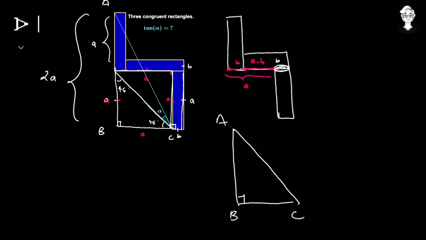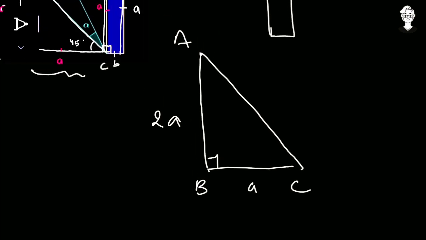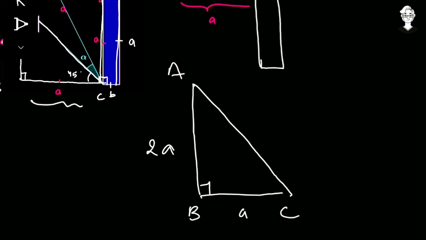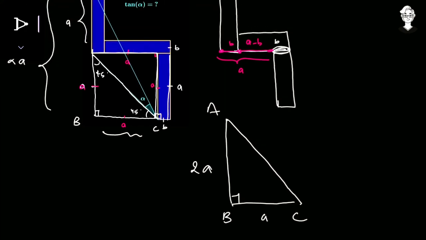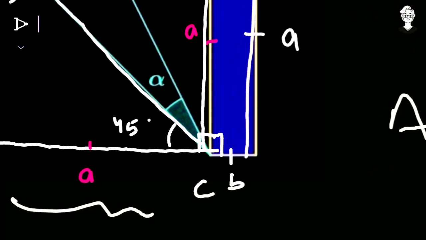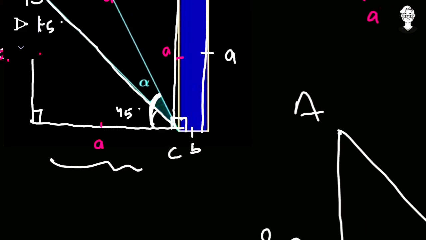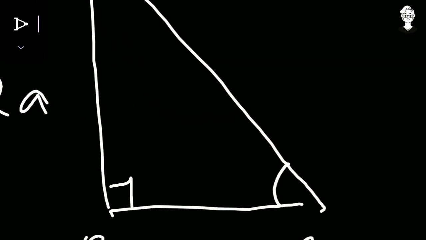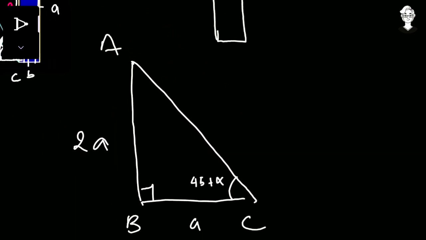B is the 90 degree angle, AB has a total length of 2 times a, BC has a length of a because that quadrilateral formed a square, and this AC we don't need. Yes, now what can you say about the angle C? This angle C is this complete angle, and it's nothing but 45 plus alpha. So writing that over here, 45 plus alpha. Now what we will do is find the value of tan of 45 plus alpha in this triangle.